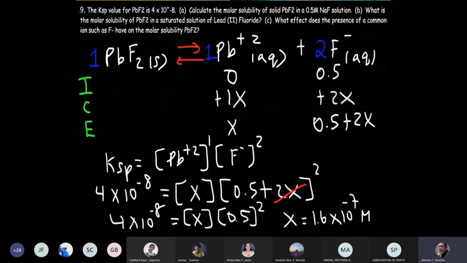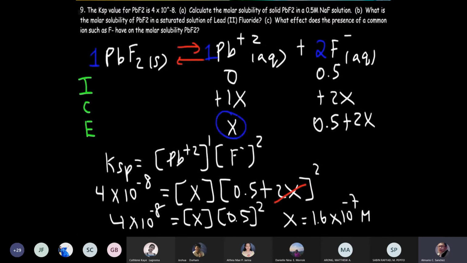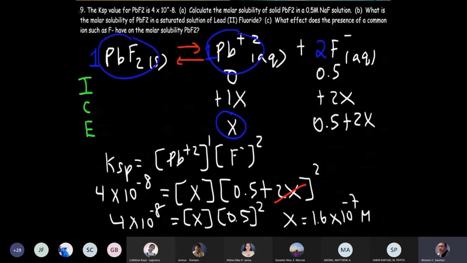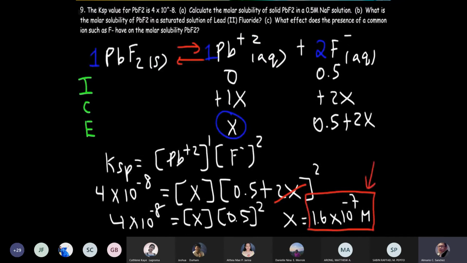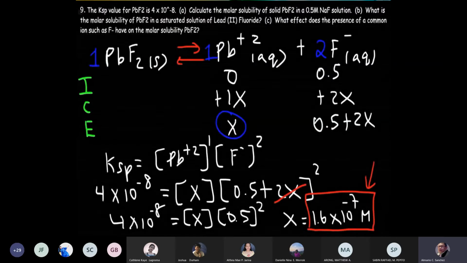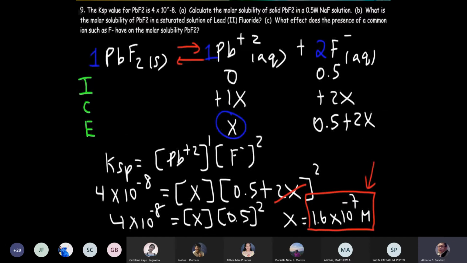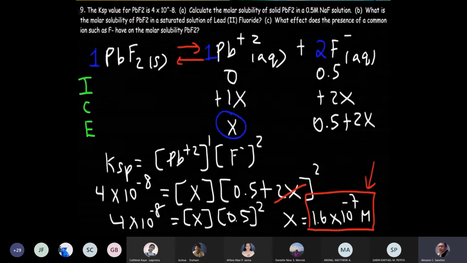Now, x represents the concentration of the Pb plus 2 ion that's dissolved in the solution. And notice that the Pb plus 2 ion is in a 1-to-1 ratio with lead fluoride. So the amount of lead fluoride that's dissolved in the solution is equal to x in this example. So x represents the molar solubility. So that's the molar solubility of lead fluoride in a solution of sodium fluoride. So that's the answer to part A.